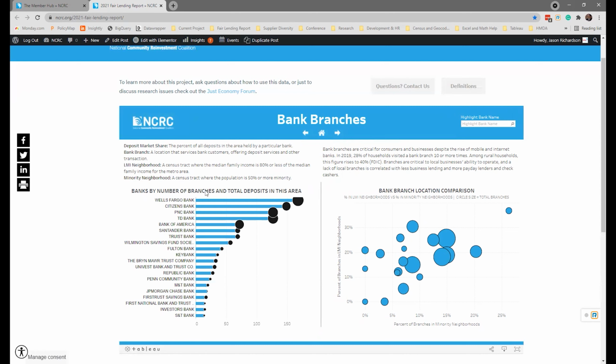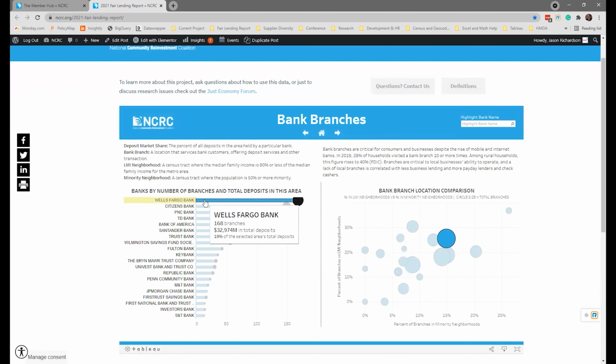In this area, Wells Fargo has the largest network of branch locations. If you hover over the bar here, it'll give you a little more detail on how many branches and how many deposits they have. The black circles at the end indicate the percent of the deposit market share. This is important. When mergers are announced, regulators take a close look at every location in the country where that bank operates, and they want to make sure that they're not growing too big in terms of the deposit market share. Here, Wells Fargo is just under 20% of the area's deposit market share.